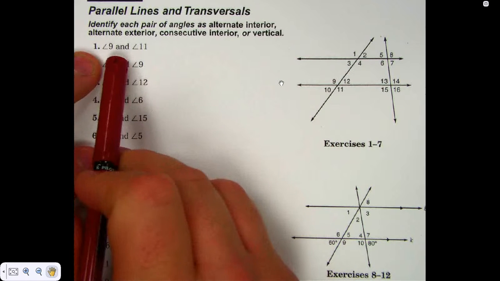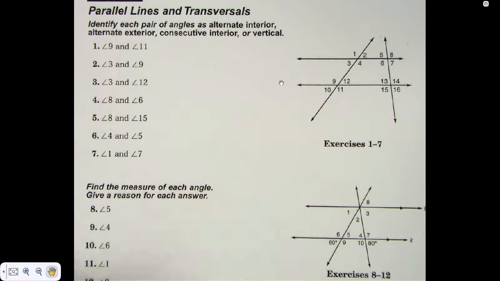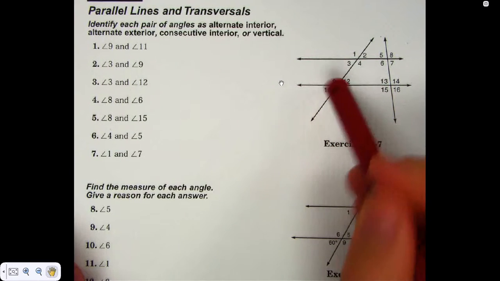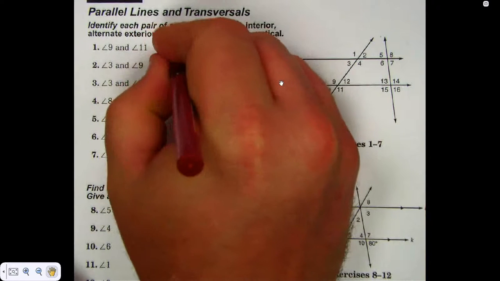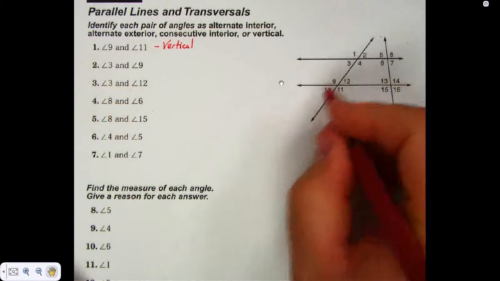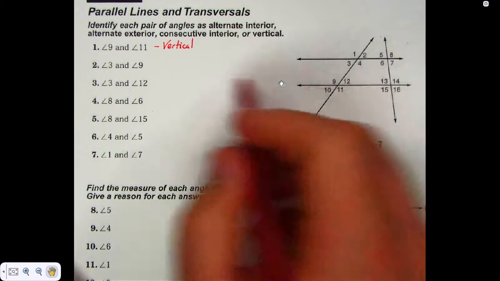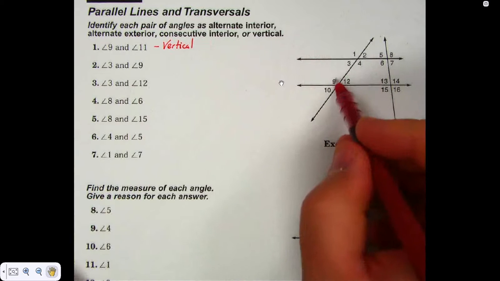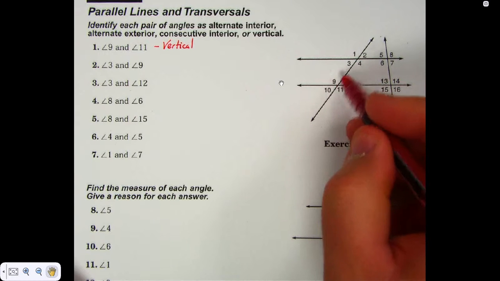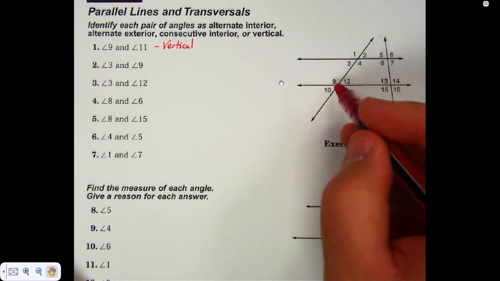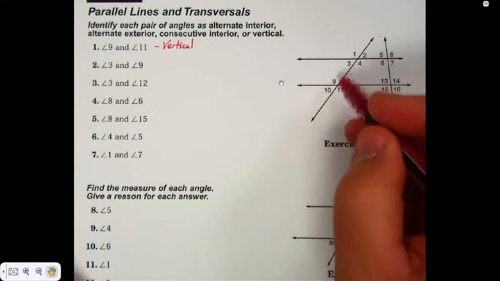So, angle 9 and angle 11. How does 9 and 11 relate to each other? Vertical. They are vertical. They're two lines that intersect and they're opposite each other, right? How about 3 and 9? Consecutive. Why do we say consecutive? Because they're both what? Interior, right? And they're on the same side of the transversal, right?